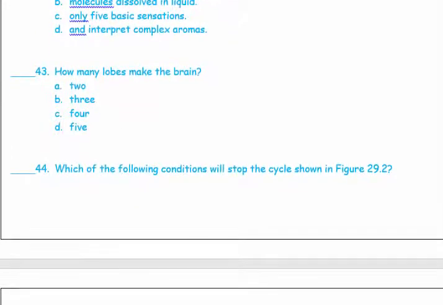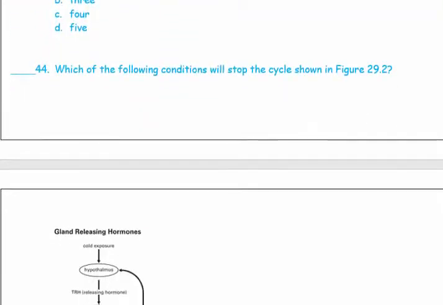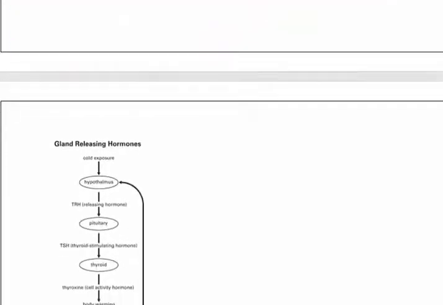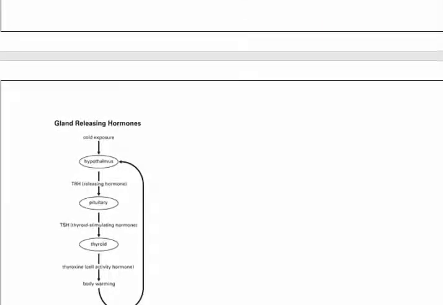Number 44. Which of the following conditions will stop the cycle shown in figure 29.2? So we're going to look at this figure. Cold exposure is going to be transmitted to the hypothalamus. It is going to produce a hormone to the pituitary. From the pituitary, it causes the thyroid stimulating hormone that is transmitted to the thyroid. From the thyroid, it's going to release the thyroxine, which increases the cell activities, which is going to cause body warming.